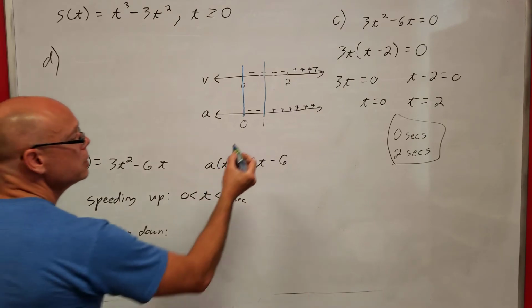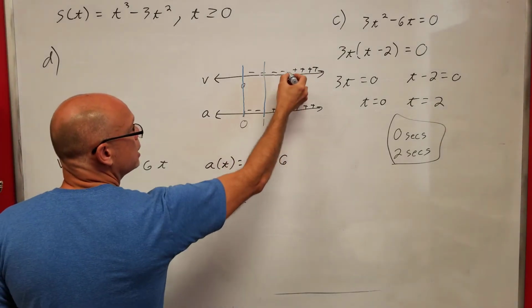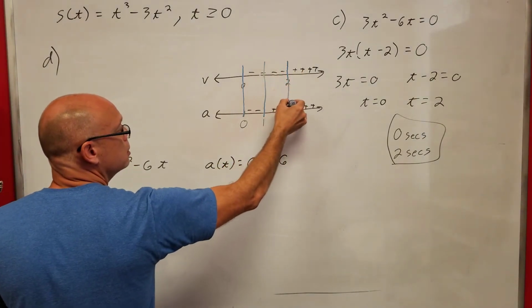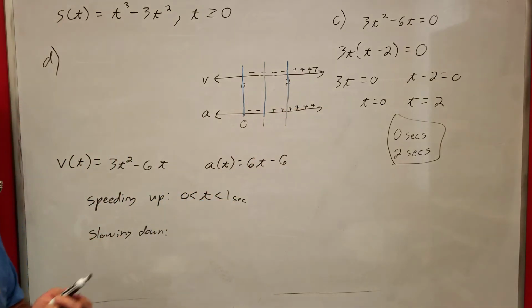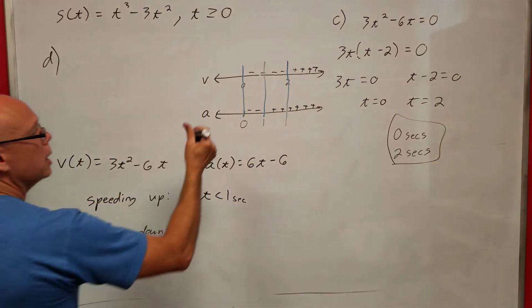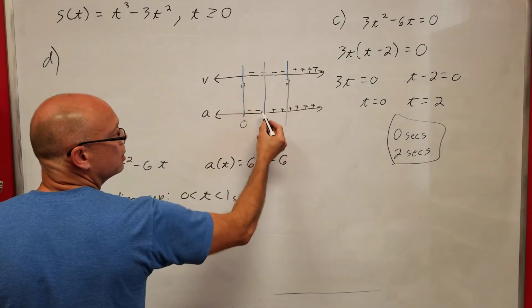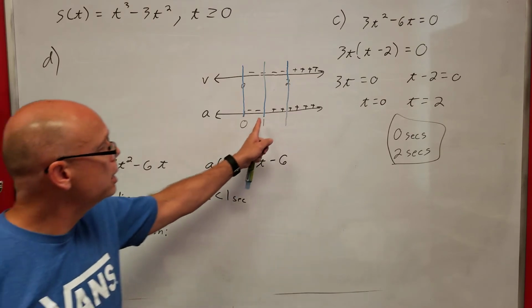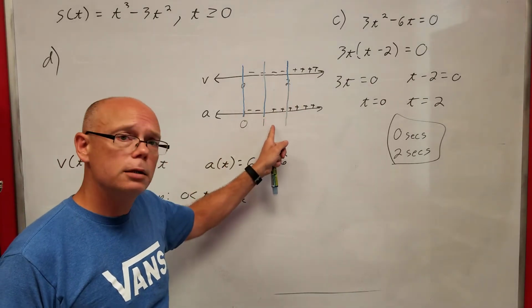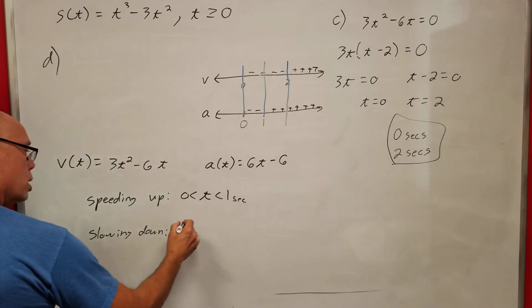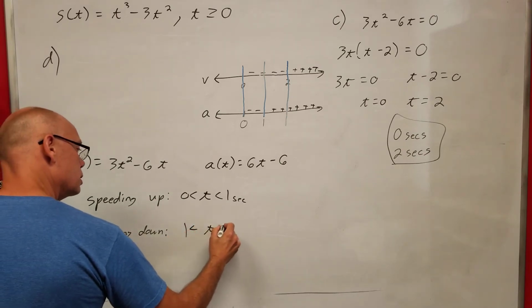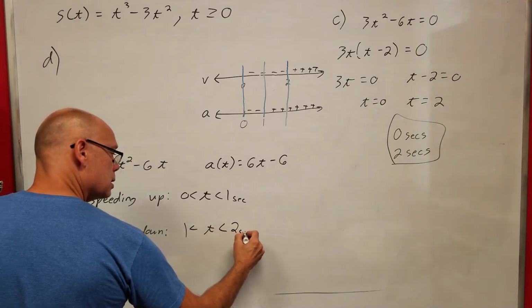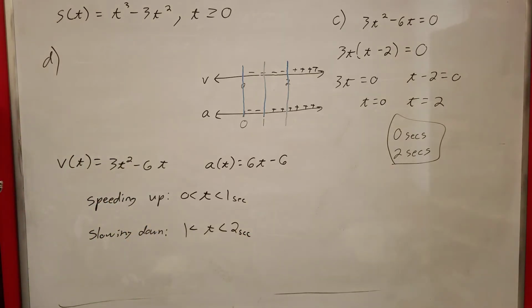Now what happens between 1 and 2 seconds right here? Well, my velocity function is negative there, and my acceleration is positive. So if they have different signs, my function is slowing down in here. And where is this between? 1 and 2. So between t values of 1 and 2 seconds, I'm slowing down.